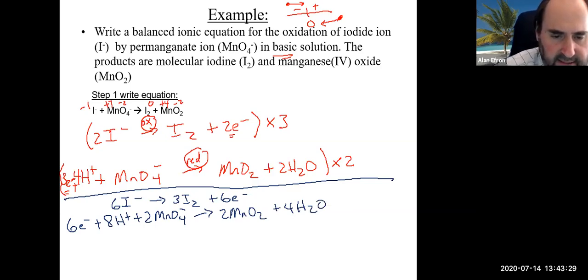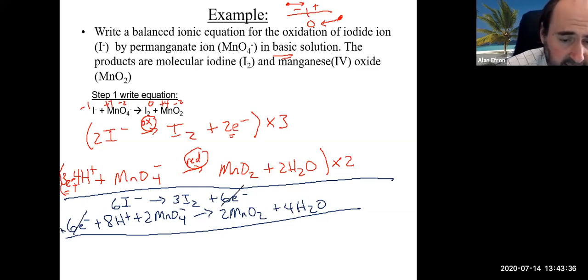Now I can add these together. I'm going to cancel out the 6 electrons on both sides as they do cancel. Remember, anything that's on opposite sides of the arrow, that's the same, you could either cancel out completely if it does or reduce down. And then everybody on the left will stay on the left. So I'll have 8 H pluses plus 2 MnO4 minus plus 6 I minus.